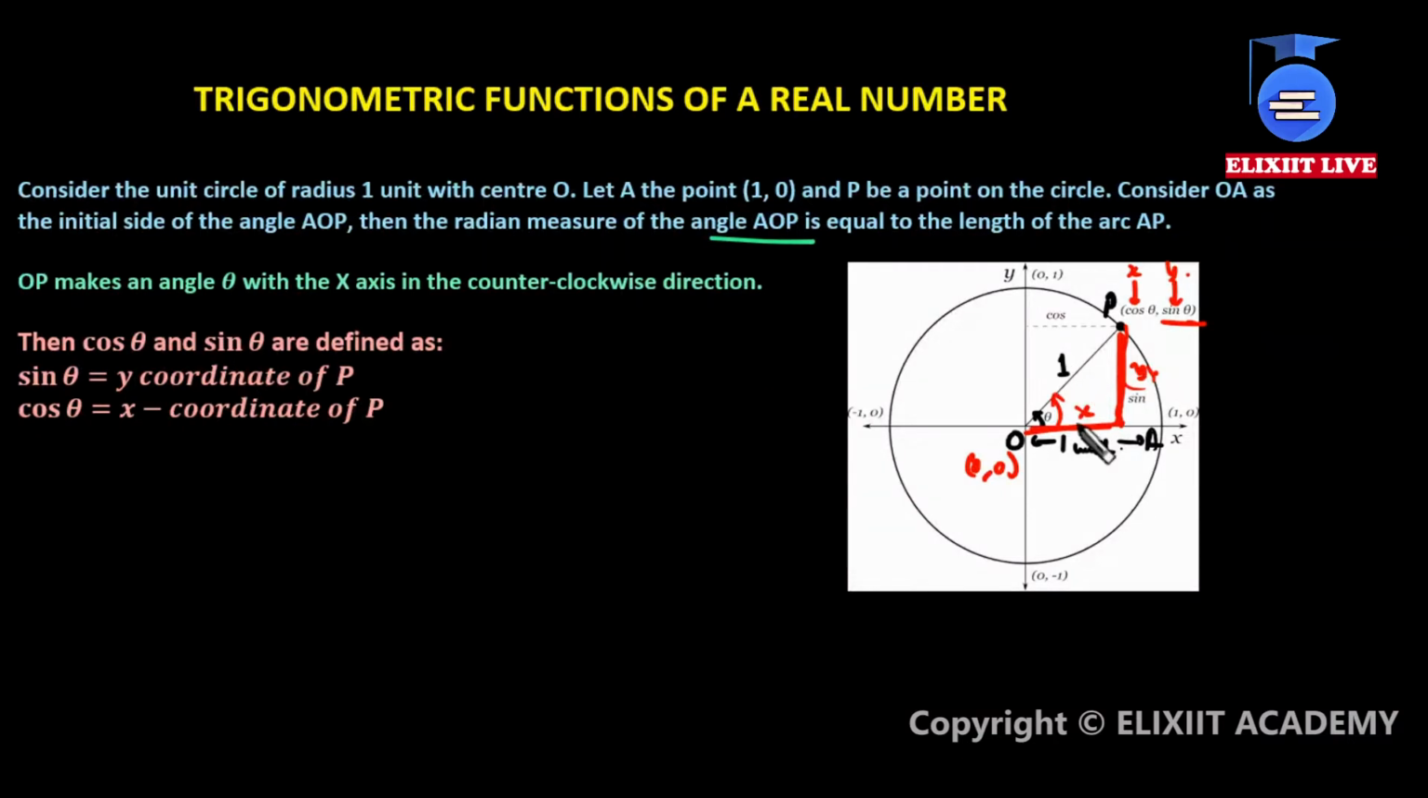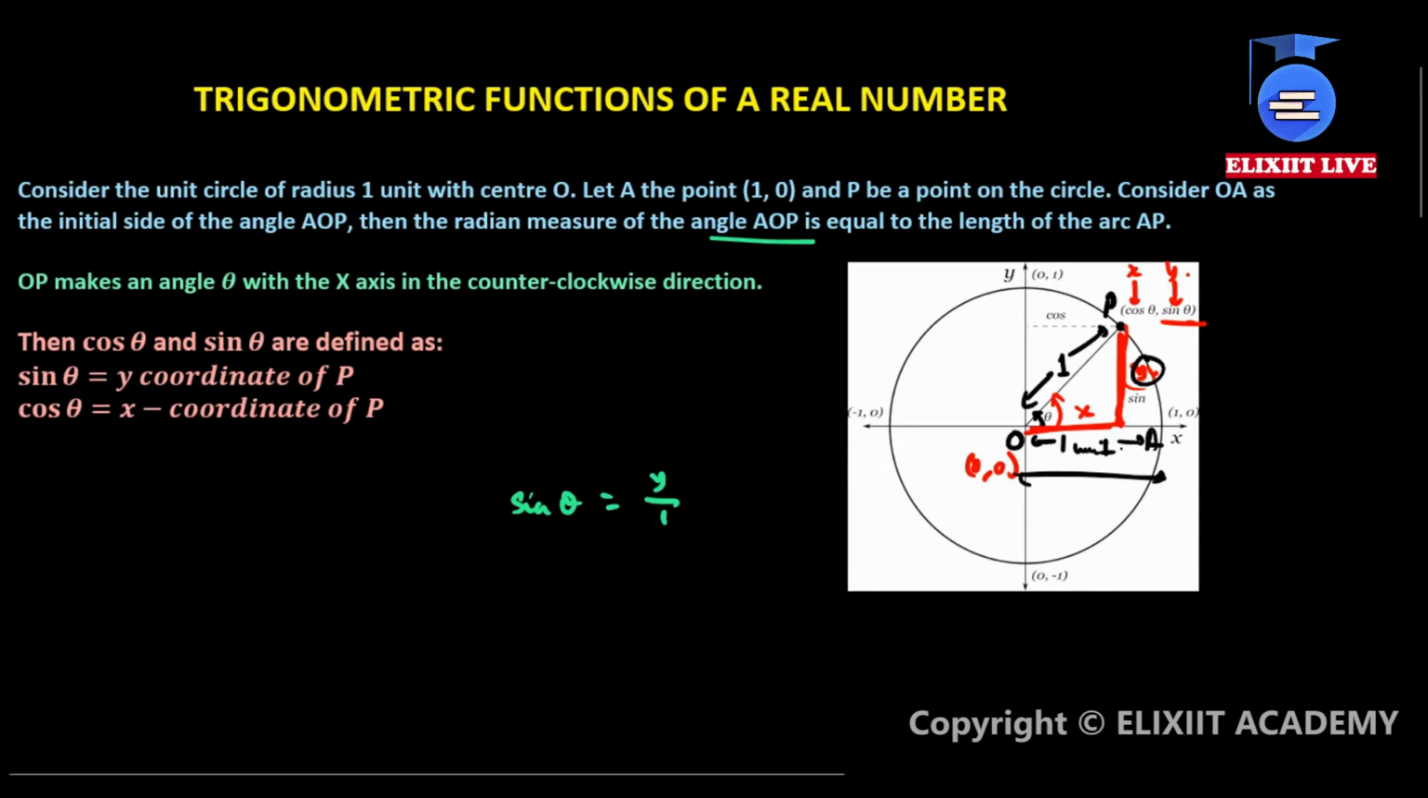If the radius is 1 unit, this entire thing is 1 unit. Obviously this much is also the radius, basically 1 unit. So it is actually perpendicular by hypotenuse, which is y by 1. Sine theta will be simply y by 1.